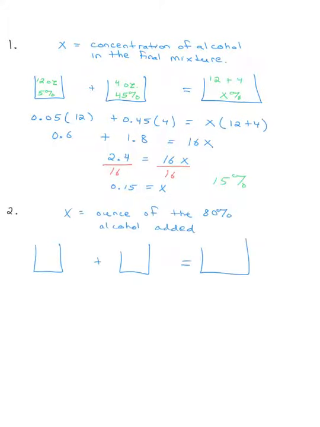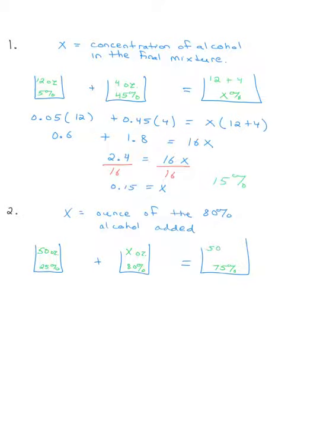For the second problem, we're solving for something different. Instead of a percent, we're solving for the number of ounces of 80% alcohol we're adding into the solution. So to start with, we have 50 ounces of something that is 25% alcohol, and we want to increase this to something that is 75% alcohol. And we happen to have this 80% alcohol on hand. So the question is, how many ounces of this do you pour in to bring it all up to 75%?